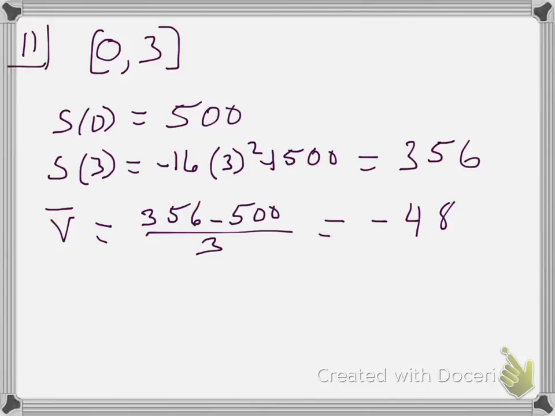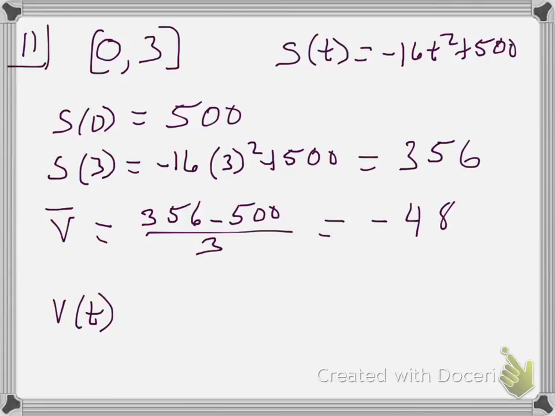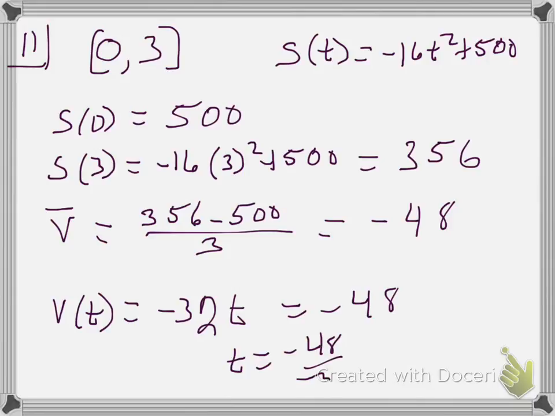So now they gave us that position function of being -16t squared plus 500. Remember, velocity is the derivative of that, so it becomes -32t. And we want to know when that equals -48. So t is equal to -48 over -32, and that's 1.5. And the units on that is seconds. Alright.